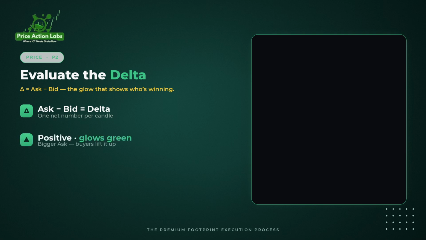Don't do that. So positive delta shows up in green or blue. For me, it will be blue on my chart settings. Positive delta means that the ask minus the bid is a positive number. And the positive delta just means that there are more aggressive, you guessed it, buyers.